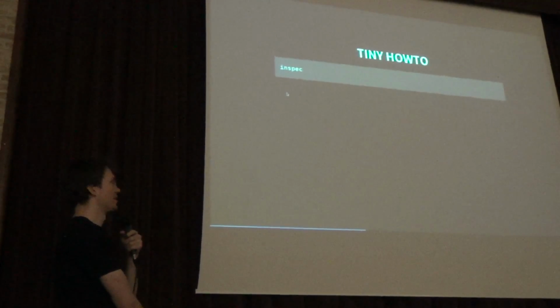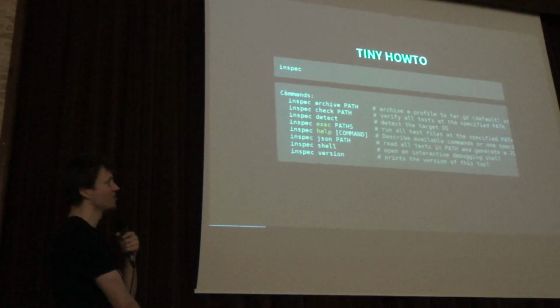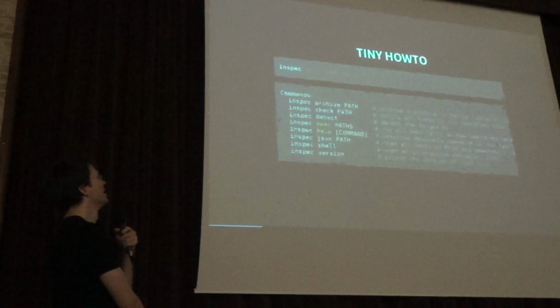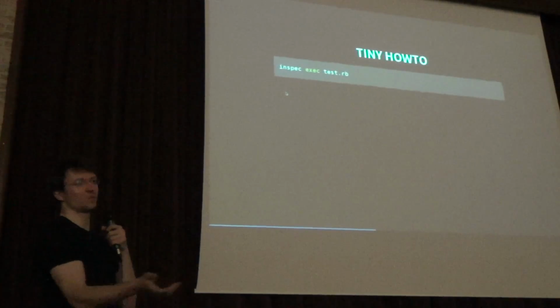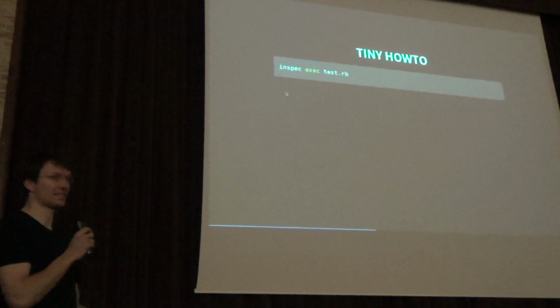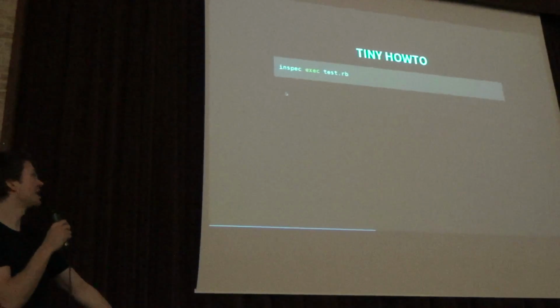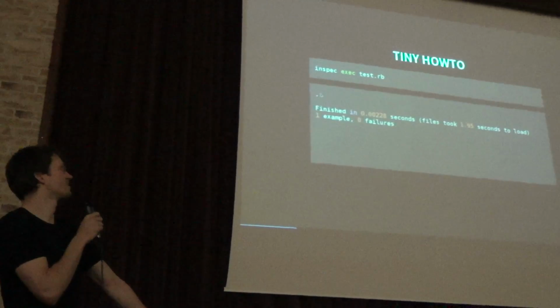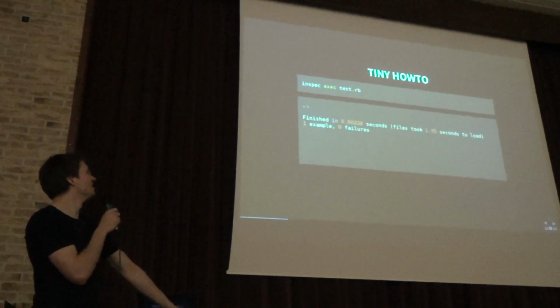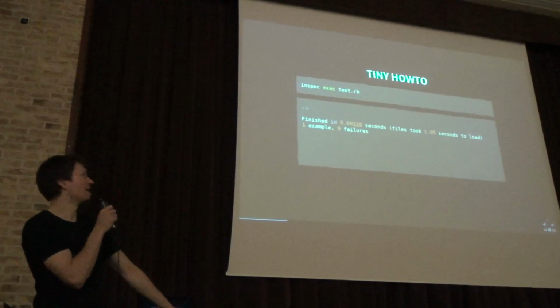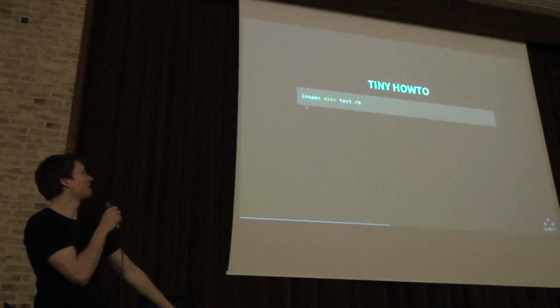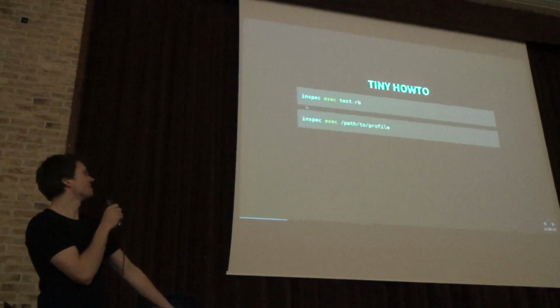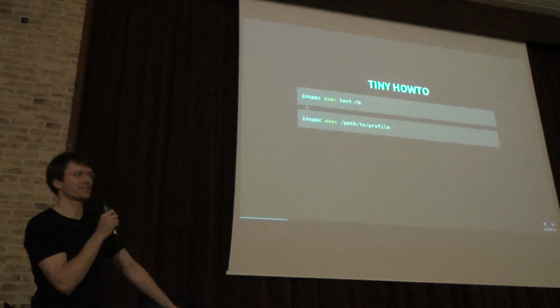If you download InSpec and run it on the command line, you get this nice help menu, which tells you what you can do with it. I'm going to jump into the most important one, which is that I want to run a test. I describe a test in a small Ruby file, for instance. I execute that, which basically means I run that test on my machine. If I get 0 failures, I'm done. I'm happy. You can run singular files, but you can also run something called profiles.